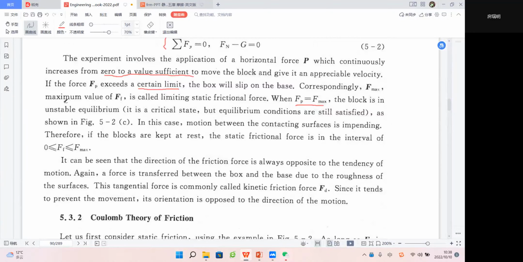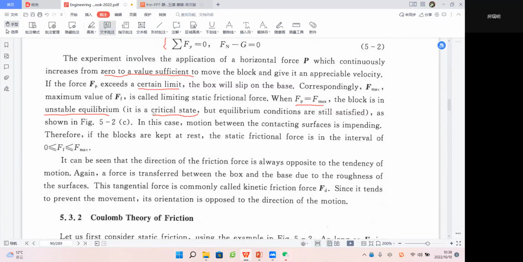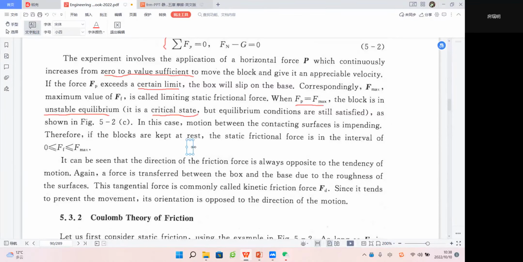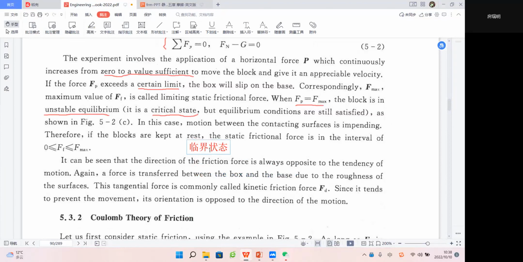The box is in unstable equilibrium. It is the critical state. In Chinese, we call that 临界条件，临界状态. So this critical means 临界. That means something will happen, but not happen. Can you understand? So that is the critical state.